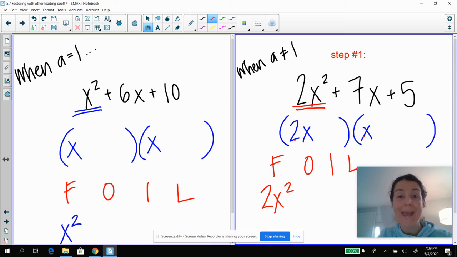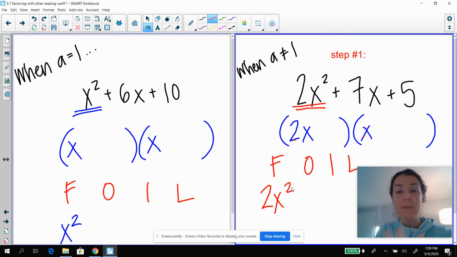Whenever you have an a that does not equal 1, you're always going to put in that 2x and x. Or if this was a 3x squared, it would be 3x and x. Or if it were a 5x squared, it would be 5x and x in those binomials. It gets a little tricky if your leading coefficient is not prime. So if you have something like a 4x squared here, well, you could do a 2x and a 2x in our binomial, or you could do a 4x and a 1x. Don't worry, that's not coming up. It's okay.